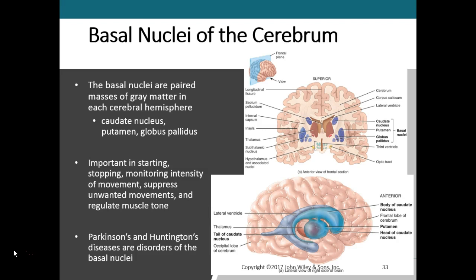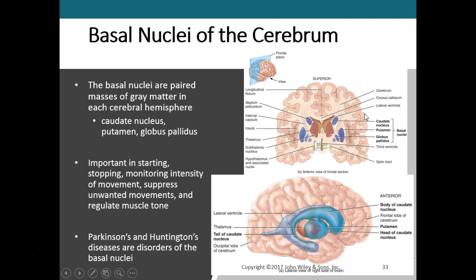Basal nuclei are masses of gray matter that are located deep within each cerebral hemisphere. They receive input from the cerebral cortex and help initiate and terminate movements or suppress unwanted movements, and also help to regulate muscle tone. We have 3 major basal nuclei, the caudate nucleus, the putamen, and the globus pallidus. You won't have to identify those if you're in my class, but those are 3 examples of those.